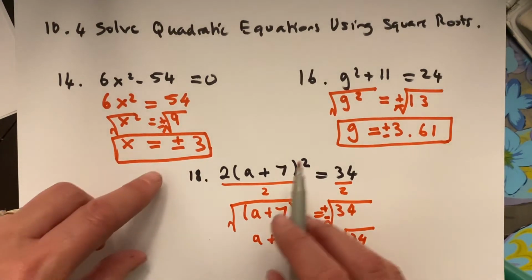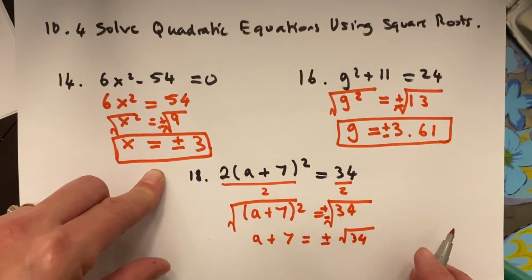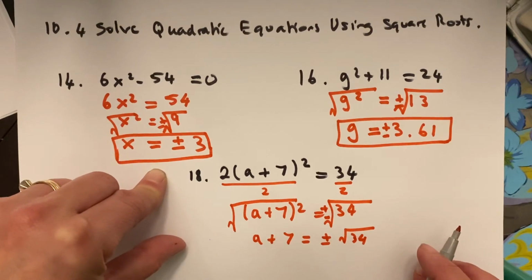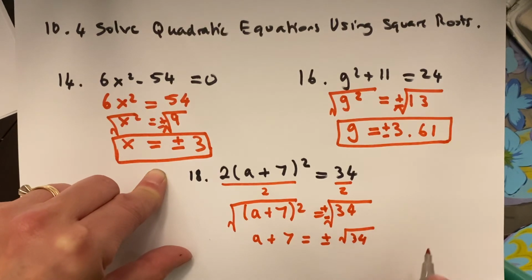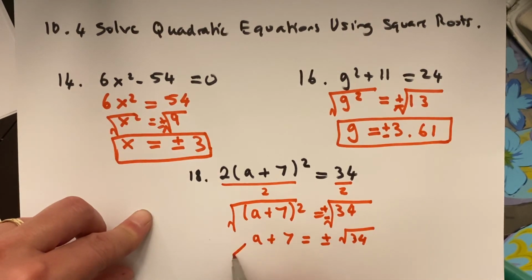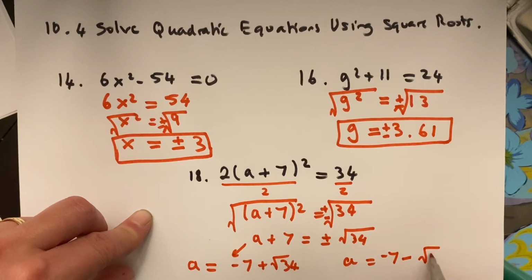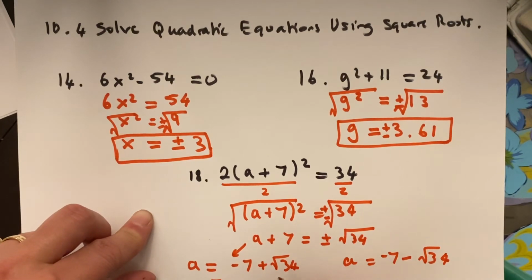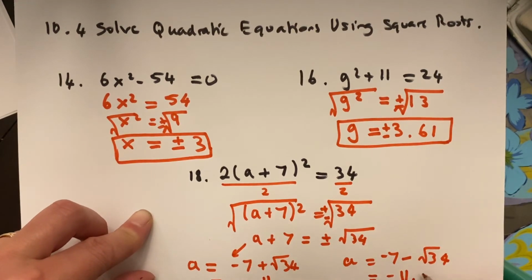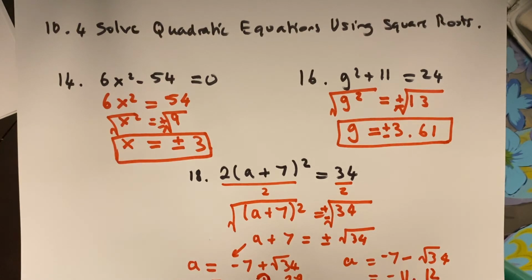This is going to give us 2 answers, as all square roots do and all quadratic equations do, unless they're the vertex or they're above the x-axis and don't interact with it or intercept it. So I'm going to end up with 2 answers here. a equals negative 7 plus the square root of 34, and a equals negative 7 minus the square root of 34. And when I work out both of those answers, I end up with a equals negative 11.12 over here, and over here negative 2.88. And that covers everything through 10.4.